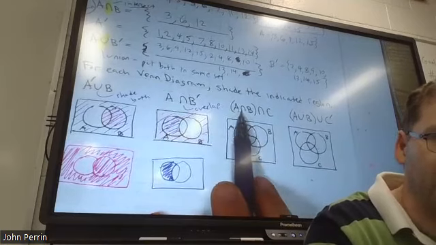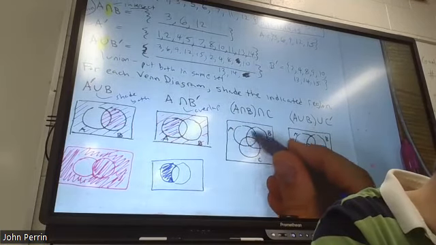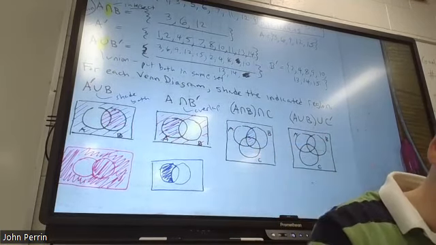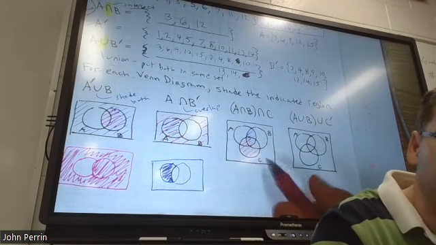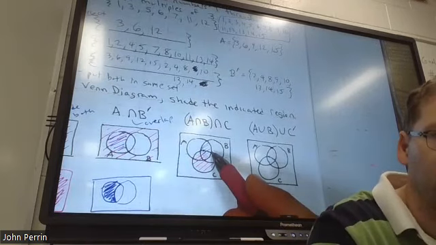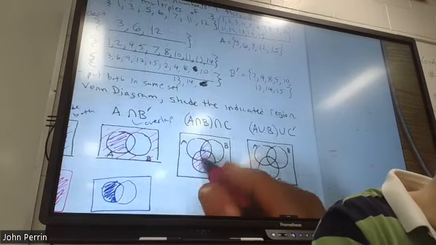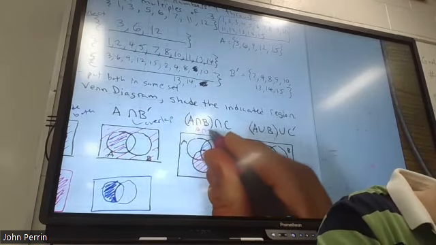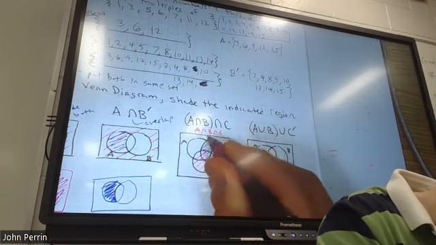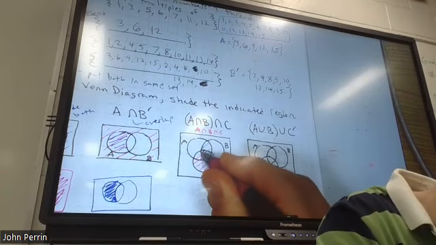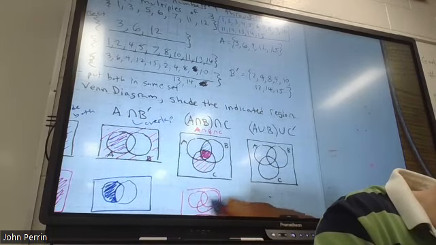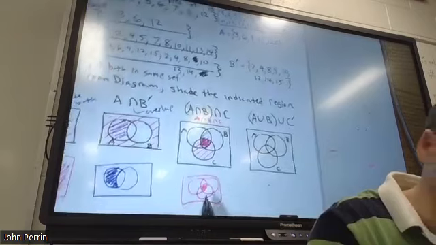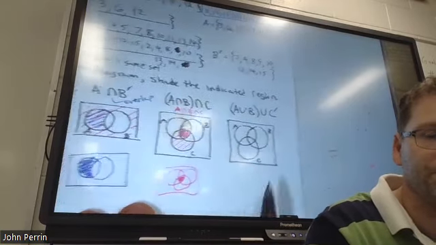Okay, three sets. A intersect B. So what do A and B have in common? Intersect with C. So where does C, which is in pink, overlap with the blue that I shaded? Really, this is all three sets intersecting, right? A intersecting B intersecting C. So the right answer is just this middle zone. So that's kind of what you're looking for on that one.